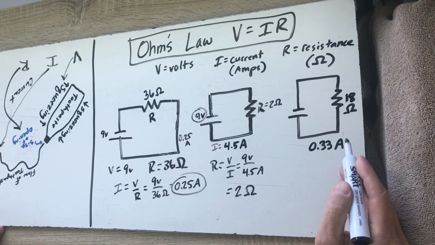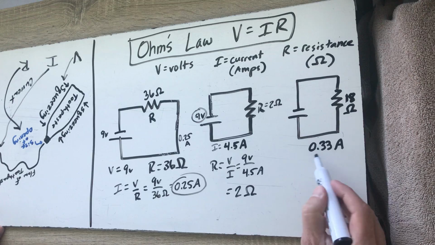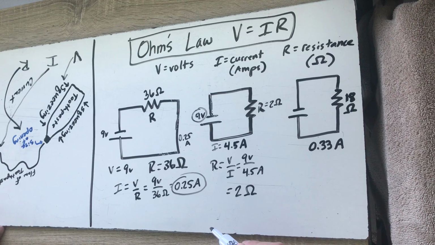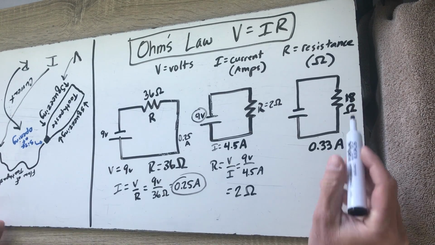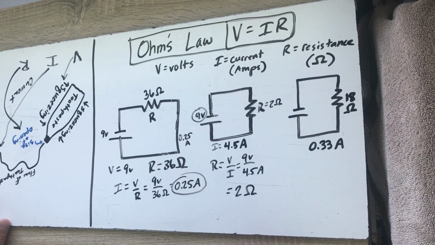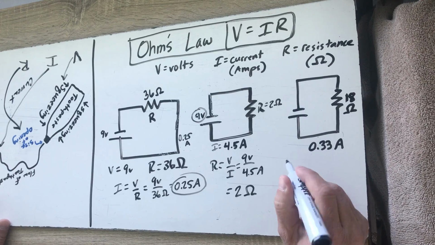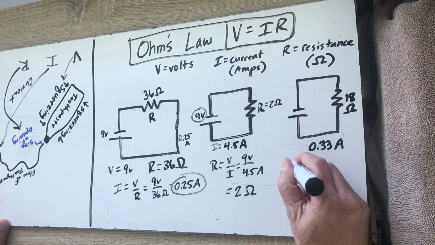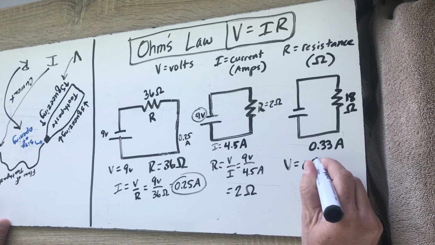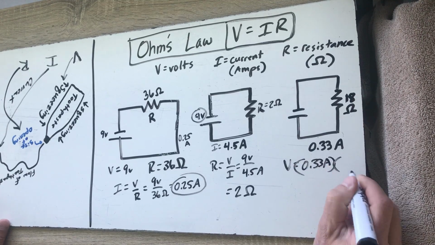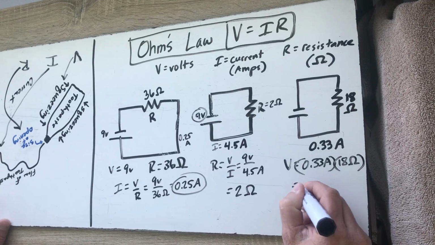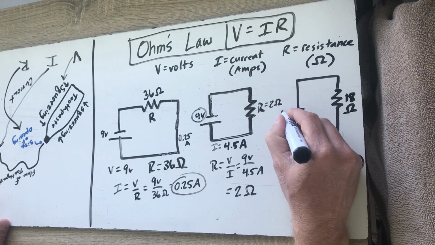Now, in our third one over here, notice we have the current labeled. We've got the resistance in the circuit labeled, but we don't know the voltage on the battery. So if we rearrange this back to the original formula, voltage equals current times resistance. Voltage is going to be 0.33 amps times a resistance of 18 ohms. And that's going to give me a value of 6, which would be a 6-volt battery.